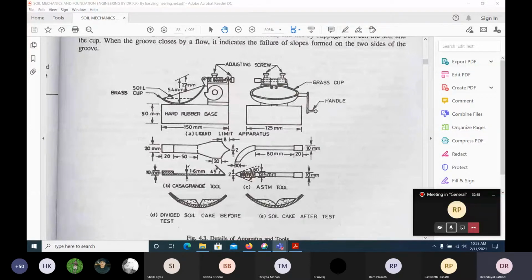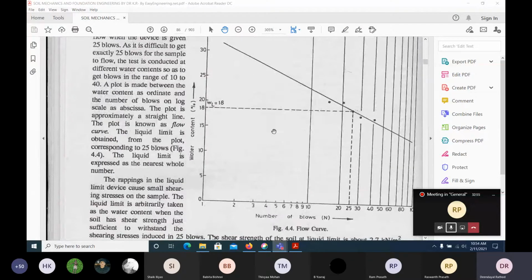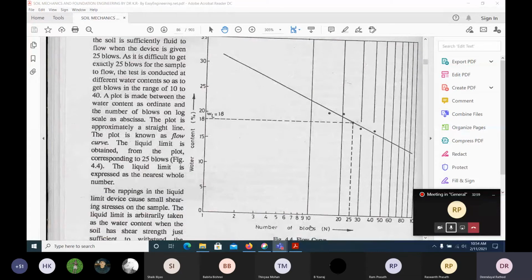Okay, so again it will try to join, then take the water content of that one. Okay, so what we'll do is we'll plot a graph like this. Here we'll put the number of blows. Suppose if you add more water to it, suppose you made a very soft paste, then what happens, within a few blows, in 10 blows only, the soil will try to flow and meet at 12 mm. We stop there and take the water content.